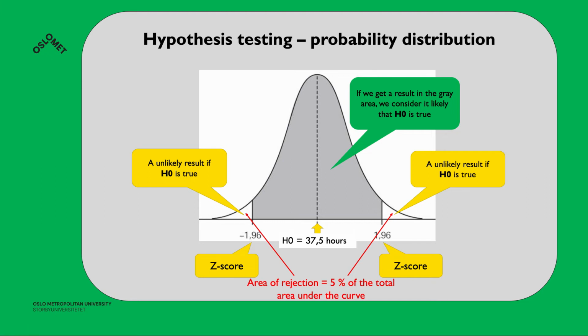And this lower area covers 2.5% of the probabilities, and this area covers 2.5%, and in sum that is the area of rejection, and it's 5% of the total area under the curve. So if we get the result that they work very much more or very much less than 37.5 hours per week, we reject the null hypothesis, saying that they work 37.5 hours per week.